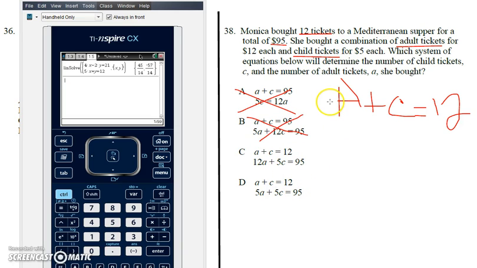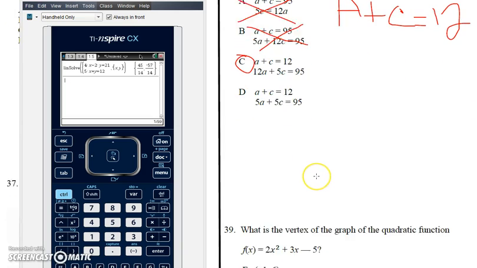Now I check. The adult's ticket is $12, and the child's is $5. So my correct answer is letter C: 12A for adults and 5C.